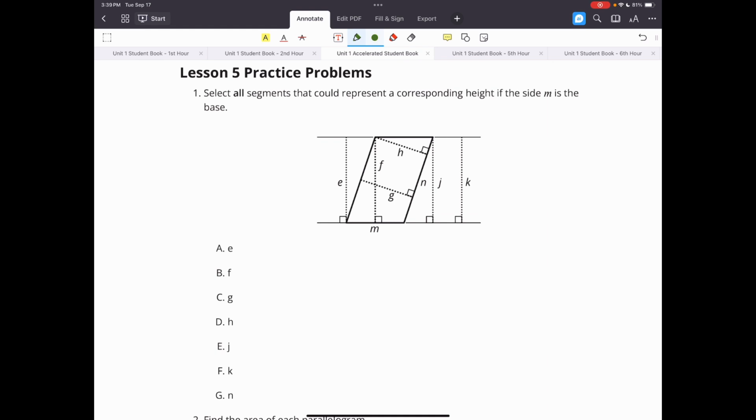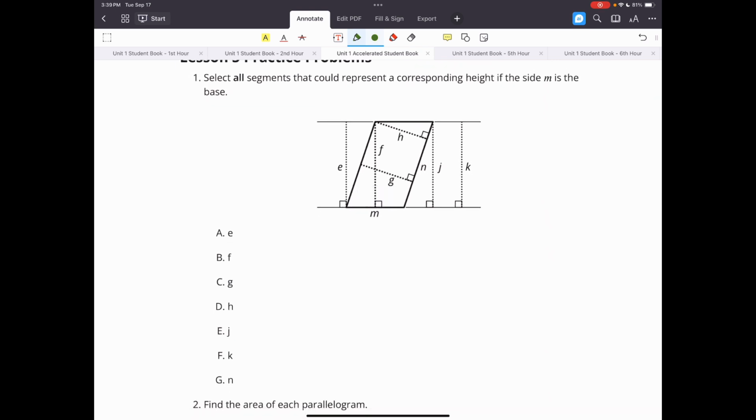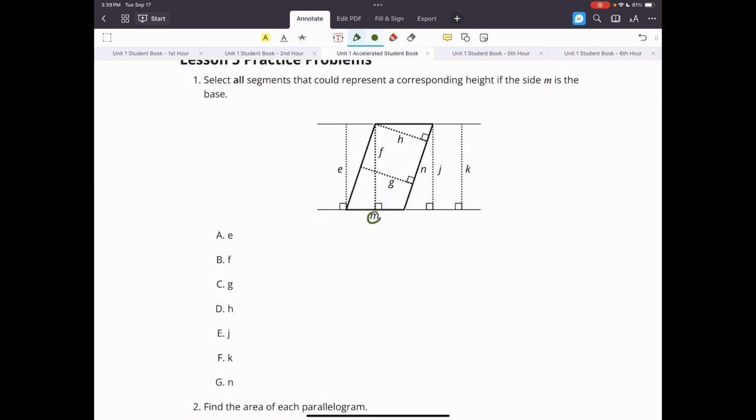And now I'm going to explain it to you. Select all segments that could represent a corresponding height if the side M is the base. So here is my side M. I'm looking for 90-degree angles to M. That means E could be a height, F could be a height, J could be a height, and K could be the height. So E, F, J, and K should have been your answers.